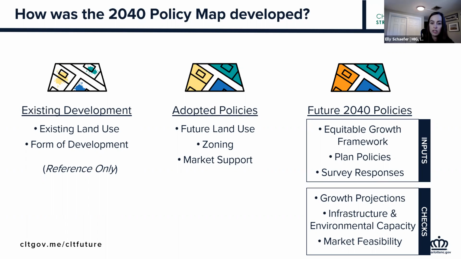And then the major inputs used to revise the second map to produce a draft 2040 policy map include the equitable growth framework and the preservation policies from the comprehensive plan. And then the draft recommendations were checked against several other data sources, such as our growth projections, environment, infrastructure capacity, and market realities.